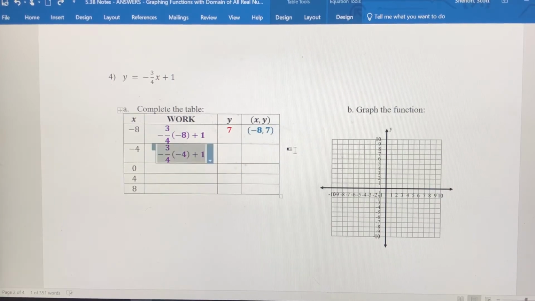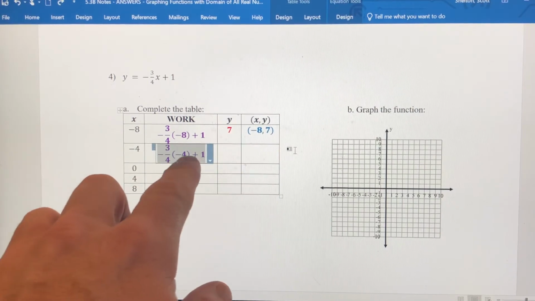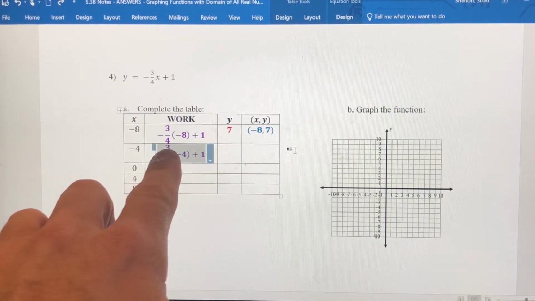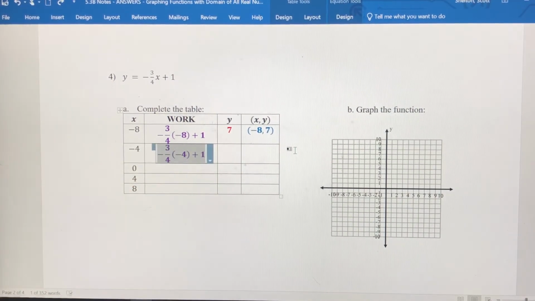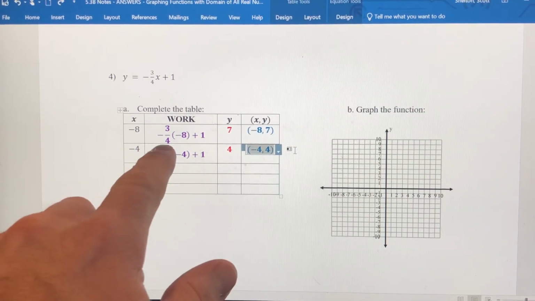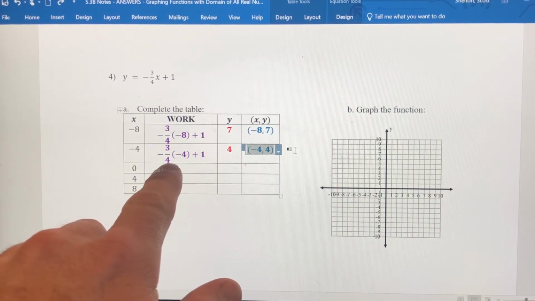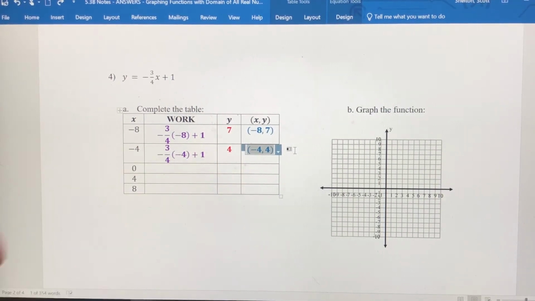Let's plug in -4, okay? Again, a negative times a negative is positive. These 4's cancel out. So this becomes positive 3. 3 plus 1 is 4. So negative 4, 4 would be the second ordered pair that I'd found. Again, if you want to, negative times negative is positive. 3 times 4 is 12. 12 divided by this 4 is 3. So 3 plus 1 would be 4 a different way.